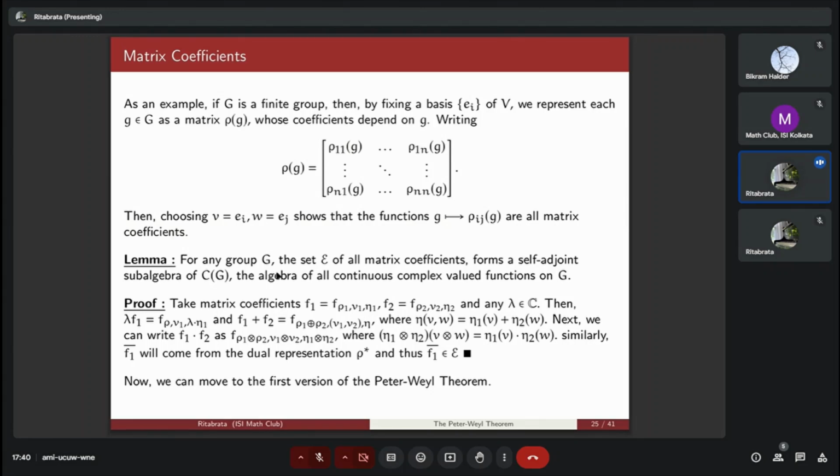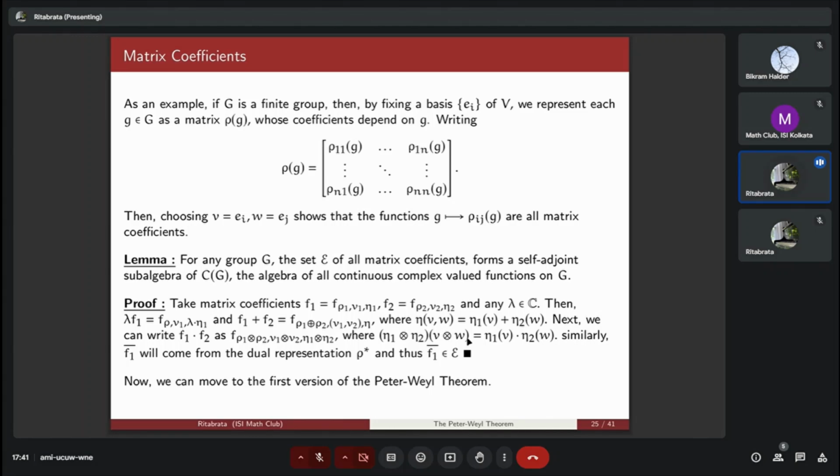Here is a lemma. It shows that the set of all matrix coefficients forms a self-adjoint subalgebra of the algebra of all continuous functions on G. Why are we proving this? Because for one of the statements of the Peter-Weyl theorem, we'll use the Stone-Weierstrass theorem. If you know the statement of Stone-Weierstrass, then we need to prove these self-adjointness properties. So we'll prove this here now.